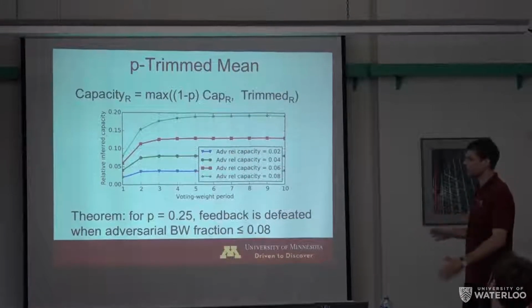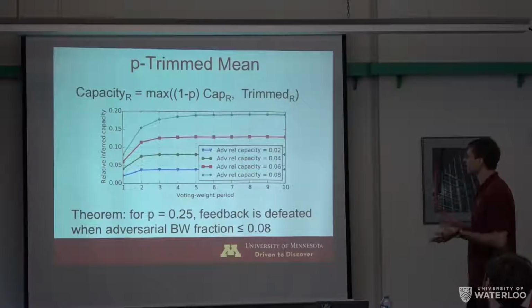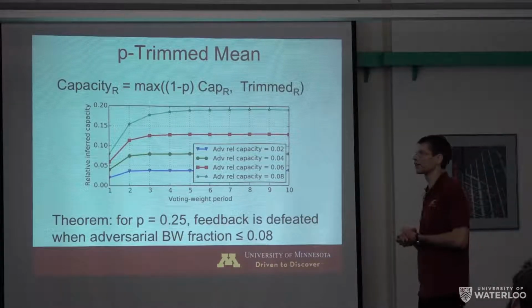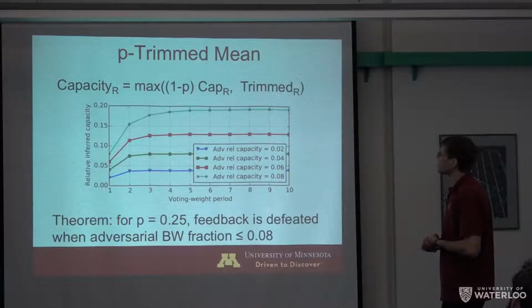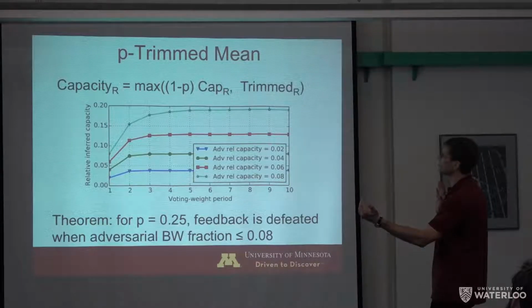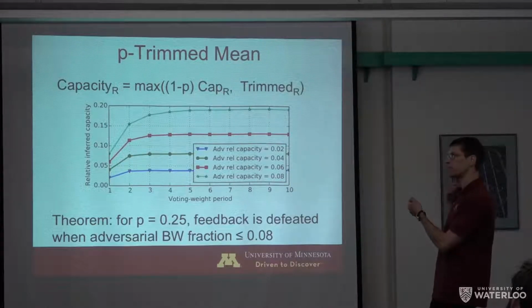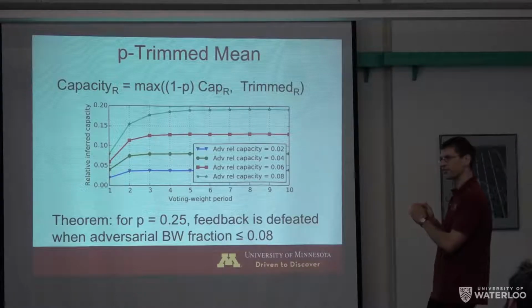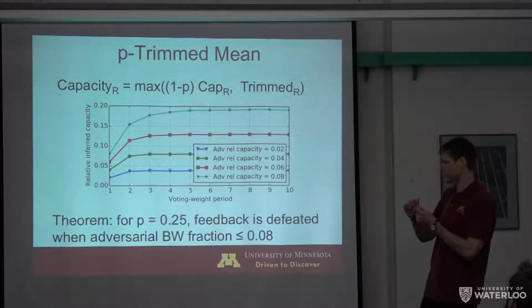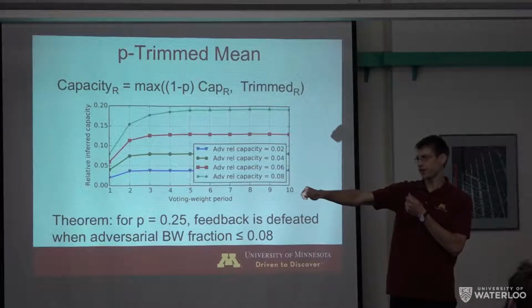All right, but it turns out that there's one more idea that we can apply, and that will actually let us prove a bound on how bad things can get. The idea is that we're going to take a trimmed mean, a p-trimmed mean, and what that means is we throw out the top p fraction of weight on votes, and we take the average, and we also don't let someone's capacity go below 1 minus p times their previous capacity estimate.